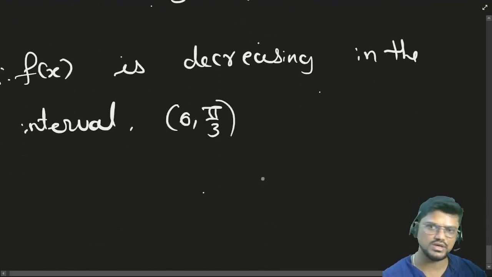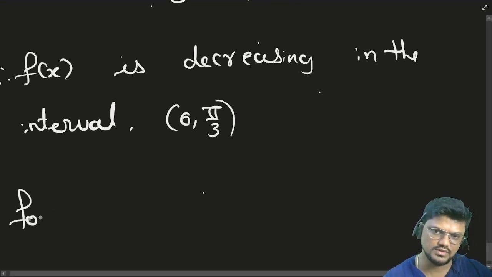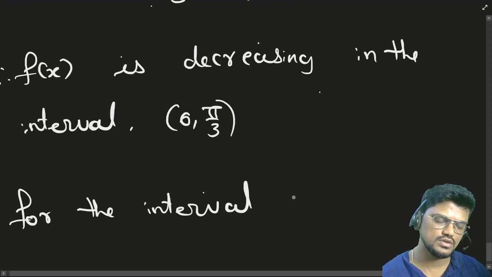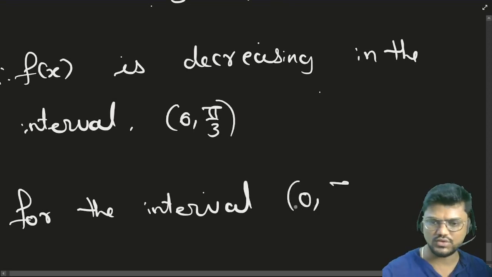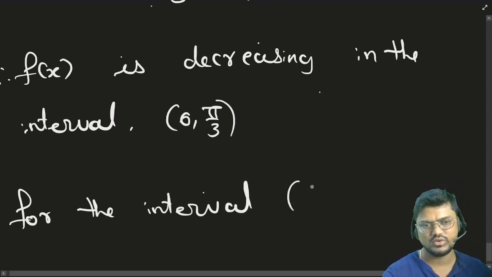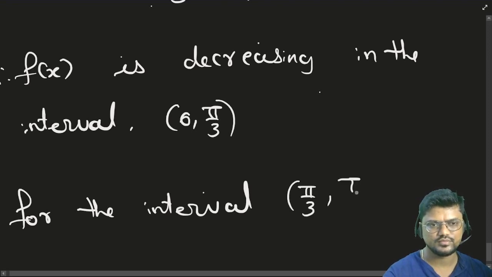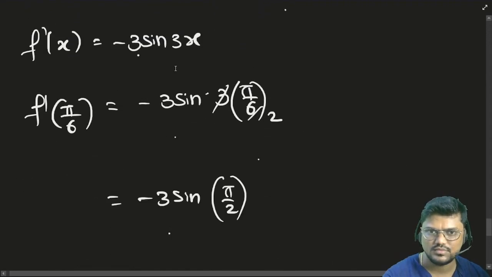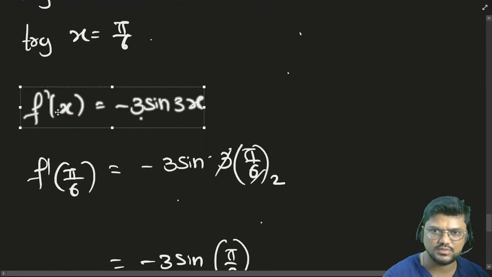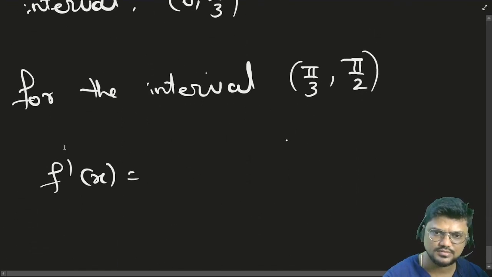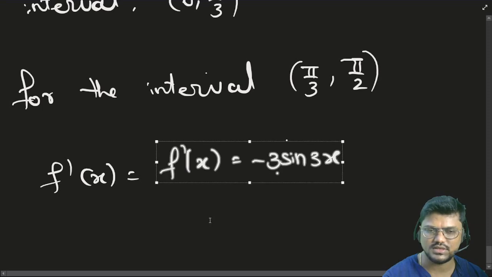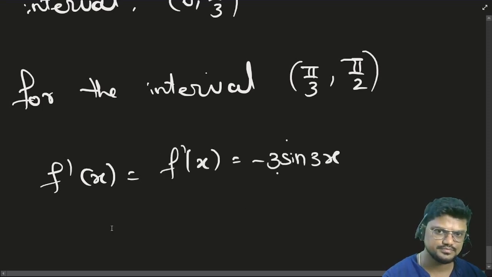Now let us check for the other interval, the interval pi by 3 to pi by 2. Again, your f dash of x will be equal to the same thing. That is, your f dash of x equals minus 3 sine 3x. Yeah, your f dash of x will be the same.